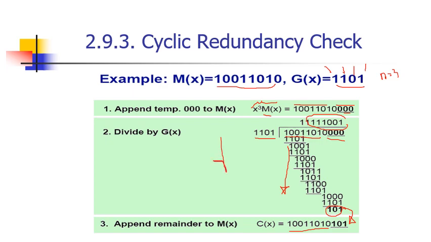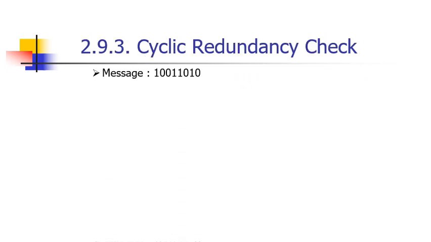If this process is redone at the receiving end and you get a remainder of 3 zeros, this is an indication of a correct reception of your message. An easier way to do this, instead of doing binary long division, we can do this. This is your message. This is your generator polynomial.